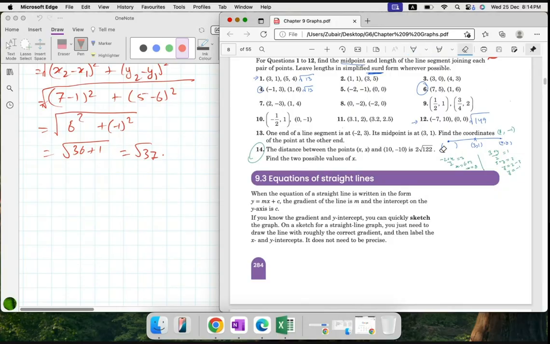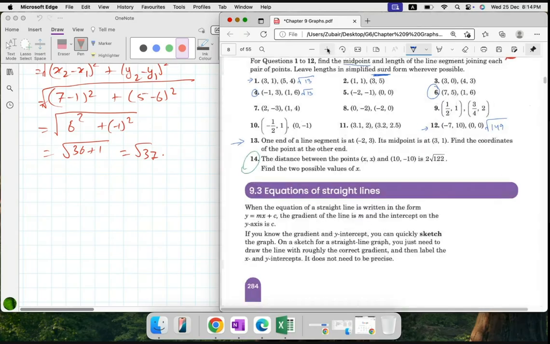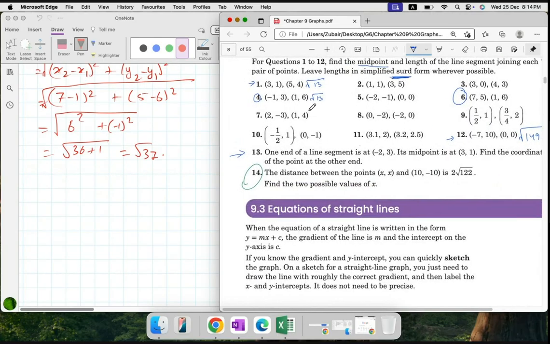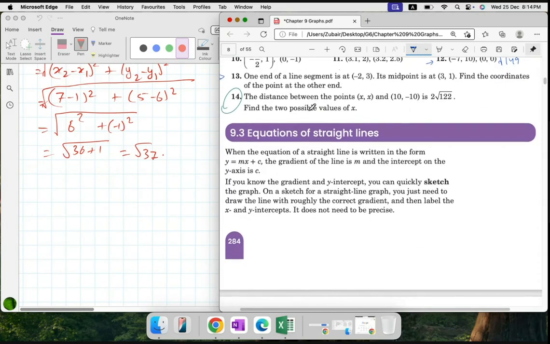Now just try this. This is a twist question. Actually, the midpoint is given and the end point is missing. Question number 13. Is it readable? Yes, sir, I can read it. Question number 13.